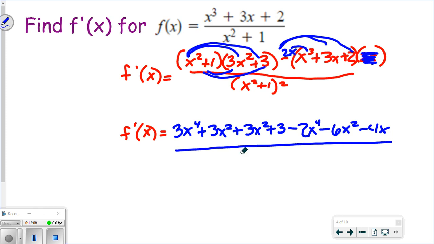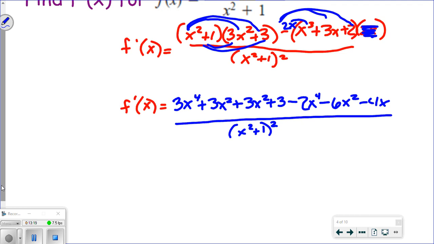And on the bottom, the best thing to do there is just leave that how it is. If for some reason on the multiple choice they actually simplified that, then go ahead and FOIL it out. But otherwise, leave it like that. Typically, they leave the bottom just with the parentheses and a square.